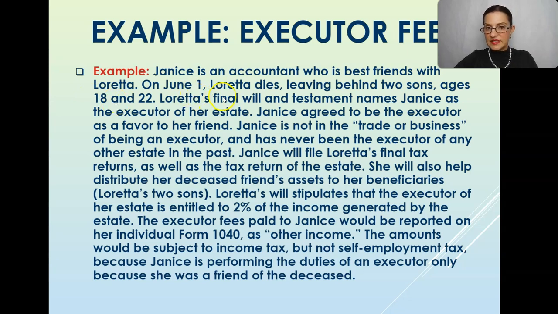So Loretta dies, and her sons are both adults, but they're very young adults, 18 and 22. Loretta's final will and testament names Janice, who is her best friend, as the executor of her estate. Janice agreed to be the executor as a favor to her friend. Janice is not in the trade or business of being an executor and has never been the executor of any other estate in the past.